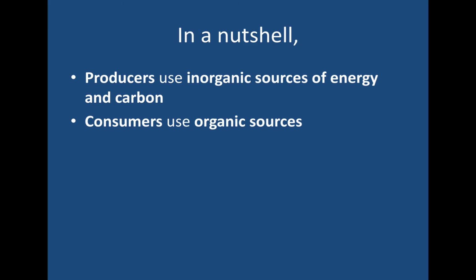So, in a nutshell, what's important to know as we begin this lesson is that producers use inorganic sources of energy and carbon for producing their own food and their own compounds for survival, whereas consumers use organic sources. Okay? Organic sources in the form of other organisms. So consumers either eat producers or eat other consumers.